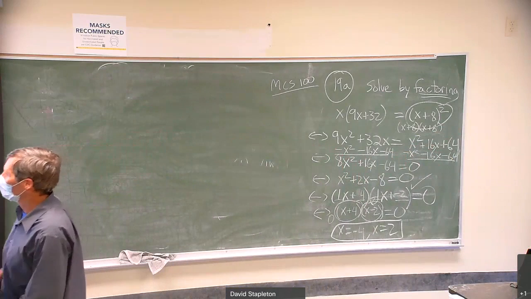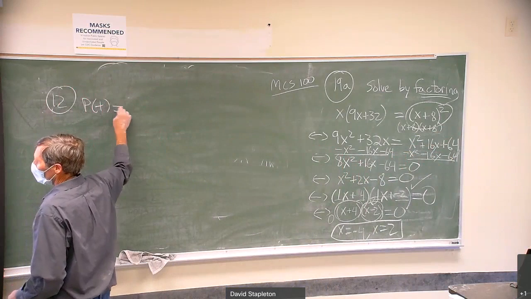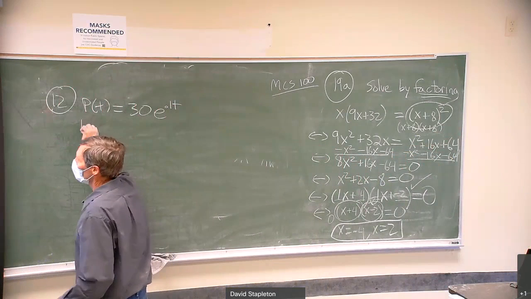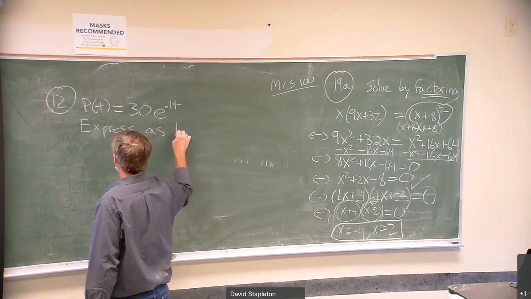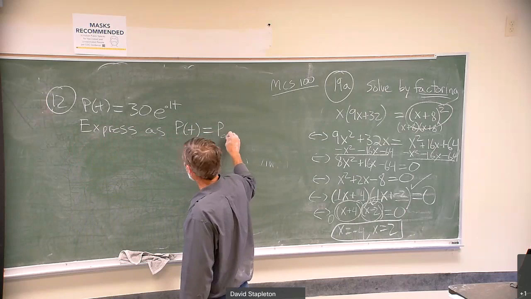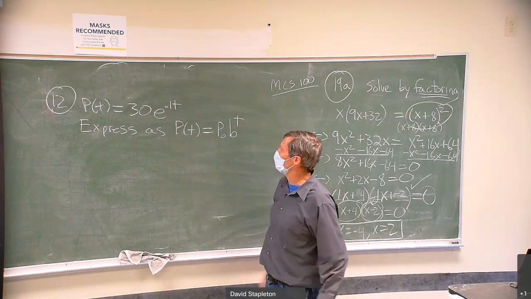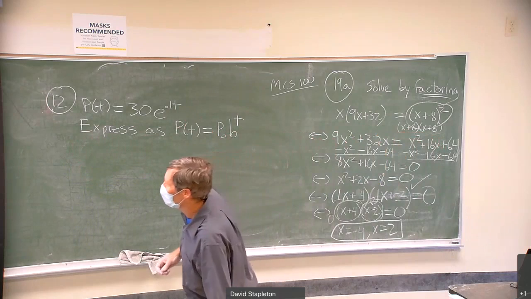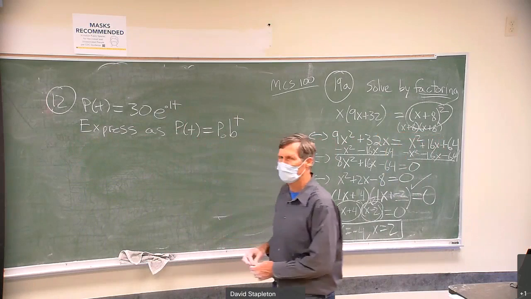All right. 12 says express the exponential function P of t equals 30 e to the 0.1 t in the form a number P0 times b to the t. It's a single number to the t instead of e to the 0.1 t. How do I do that? It's kind of tricky, but it's not so hard. Then I'll say, is it increasing or decreasing?